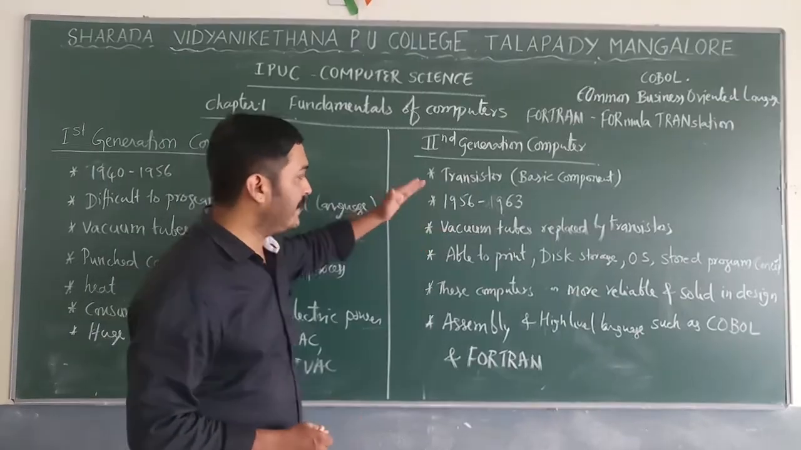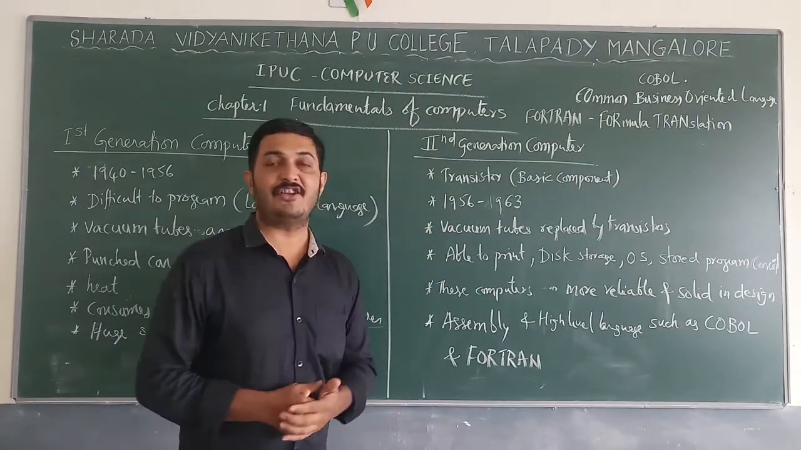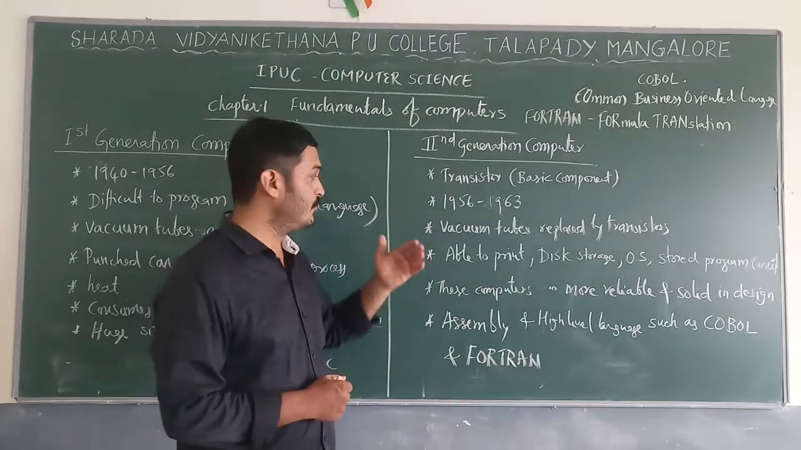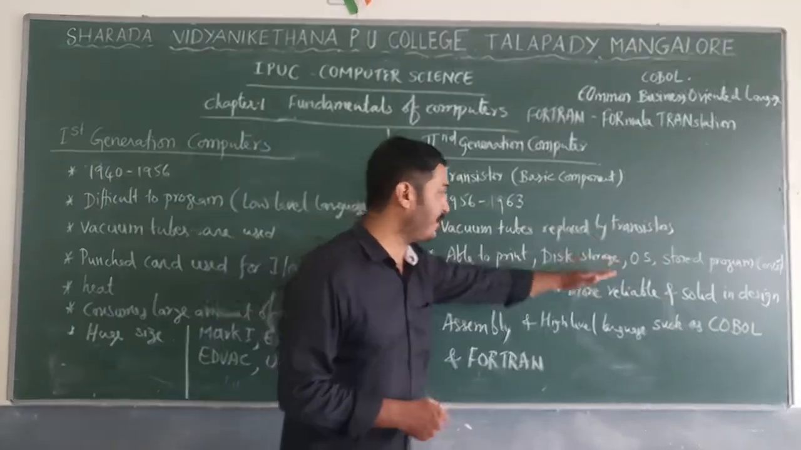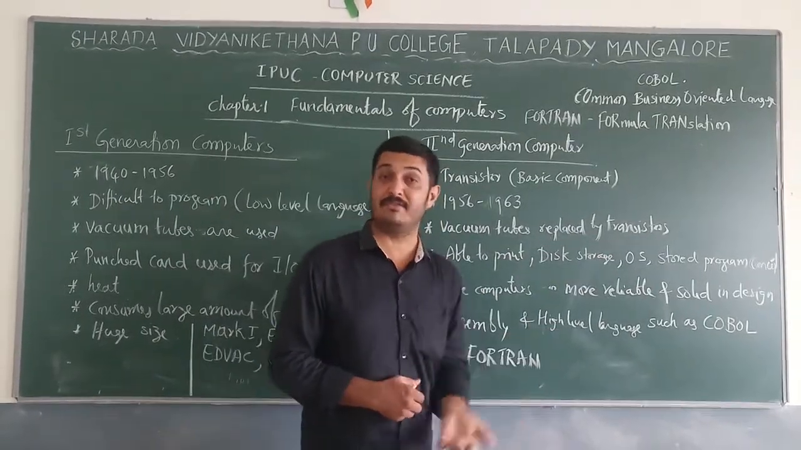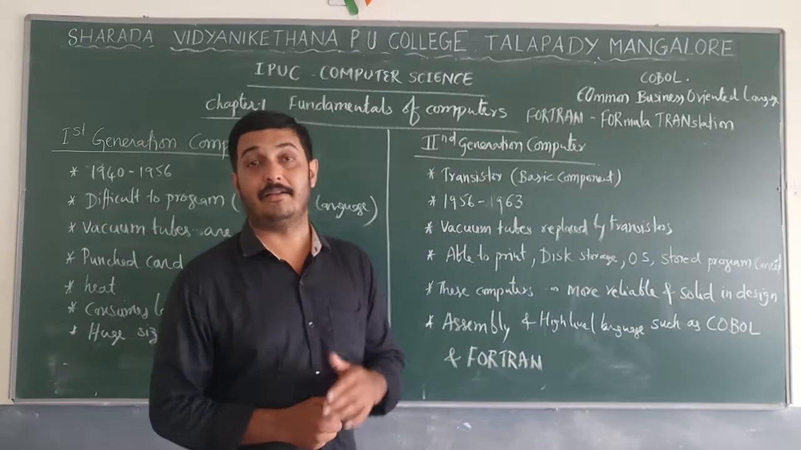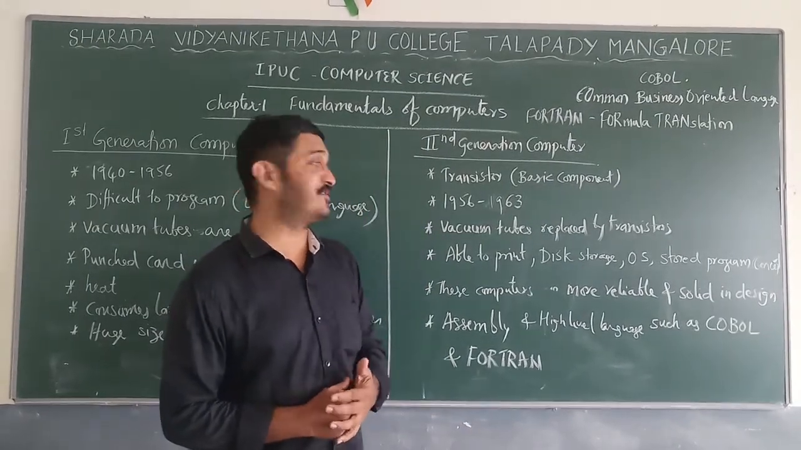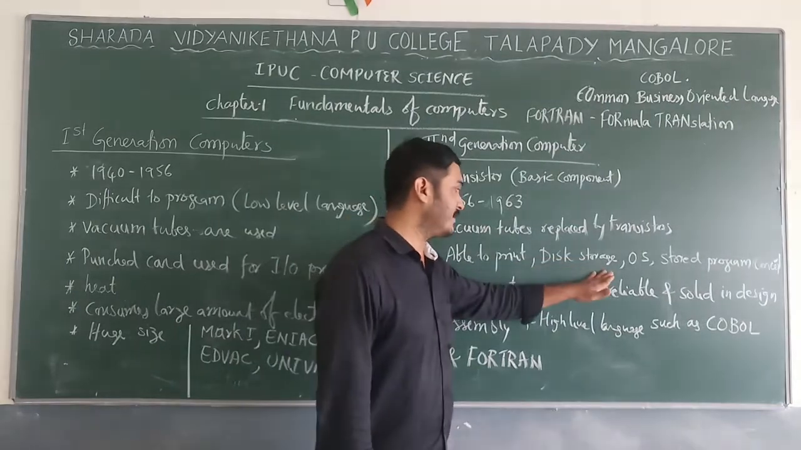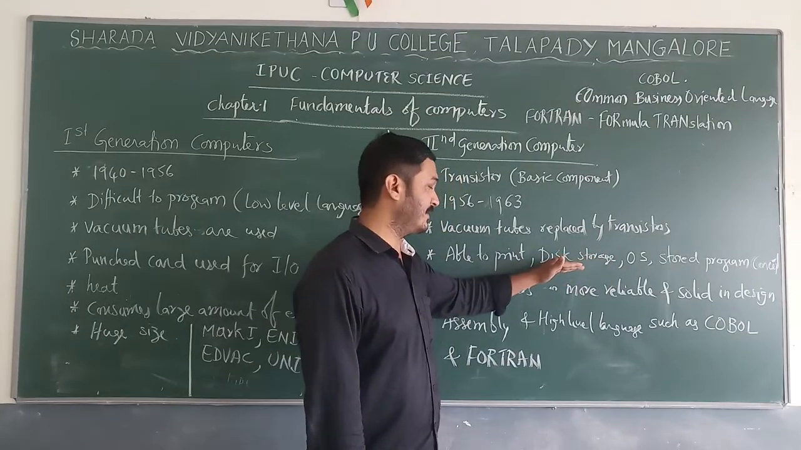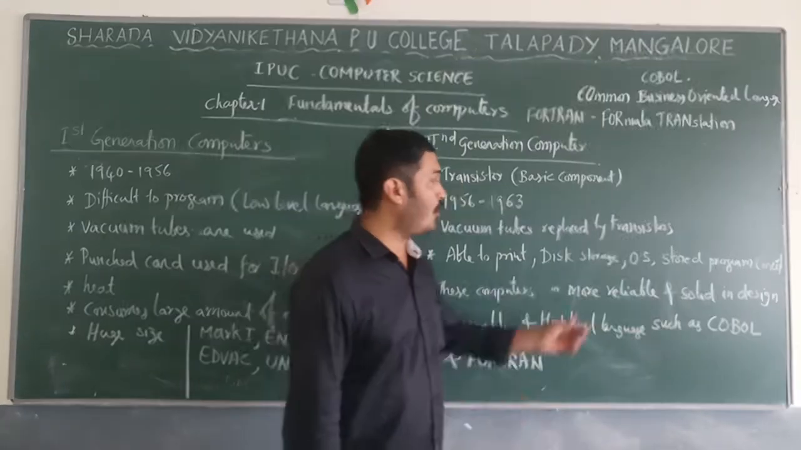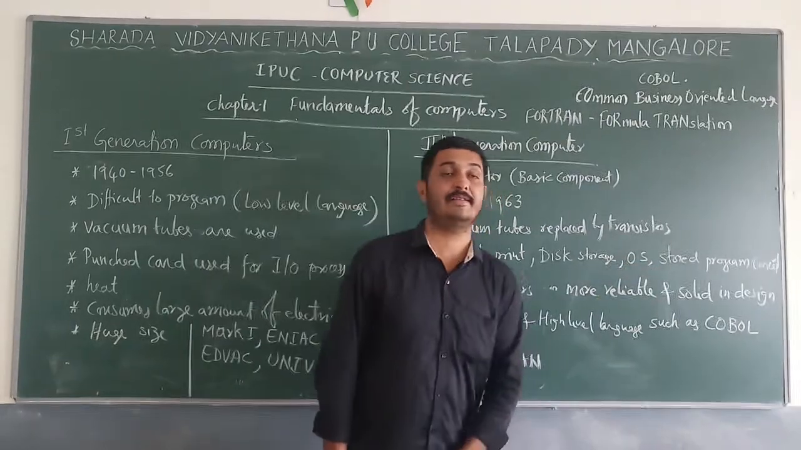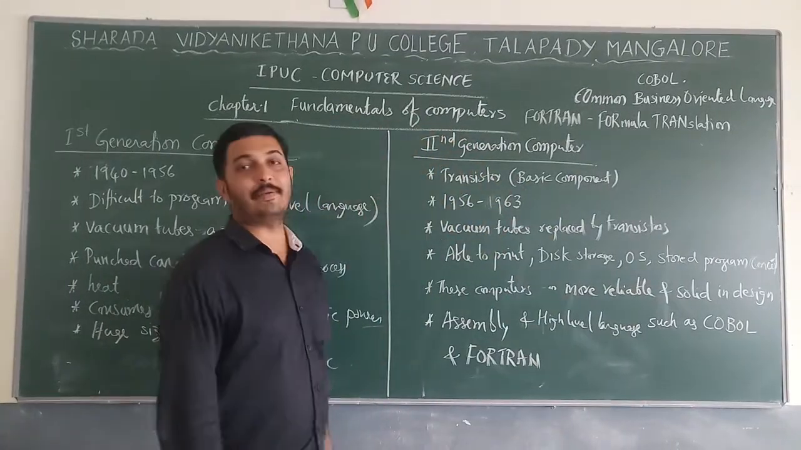And next, it is able to print. Second generation computer can print, and disk storage is there. For memory purpose we can use some storage devices like magnetic drum, magnetic tapes, etc. So it may use a storage device or disk storage. Next, operating system is introduced in this stage.